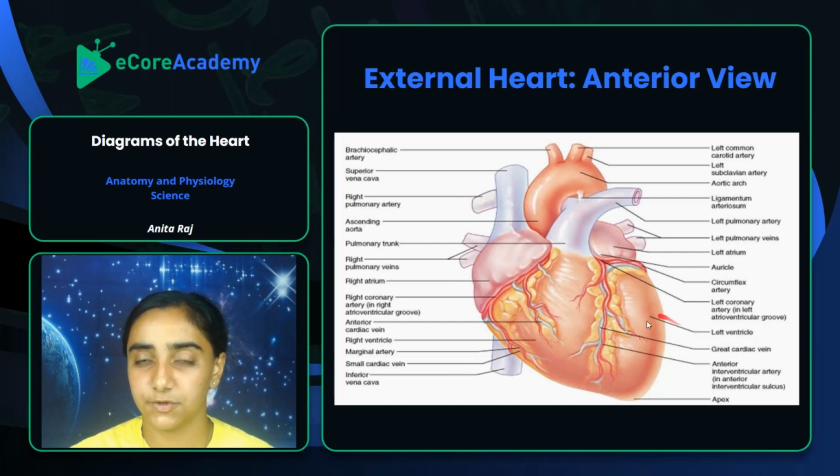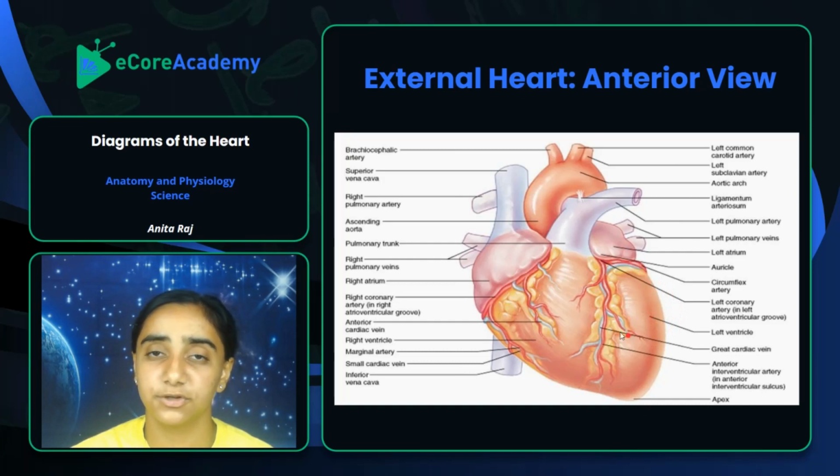Then you have your left ventricle down here. It receives oxygenated blood through the mitral valve from your left atrium and pushes that oxygenated blood through the aortic valve into your aorta and then throughout your body. It's the largest and strongest chamber of your heart.